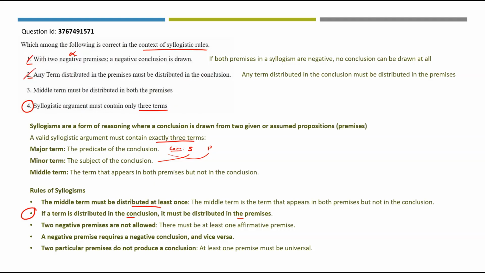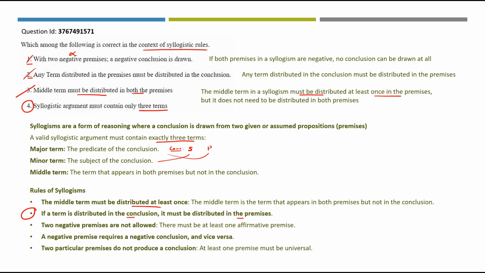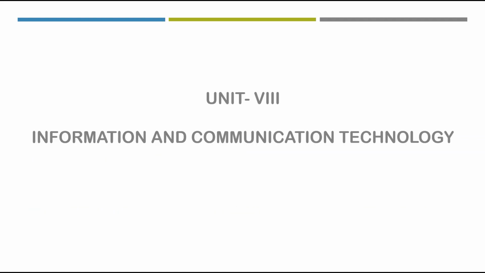What about the middle term point? The middle term must be distributed at least once in the premises, but it does not need to be distributed in both premises. Here they have given that it must be distributed in both the premises, which is not the actual rule. So we are ruling out even 3. When you learn about which is the correct one kind of questions, always understand why the other 3 options are wrong. Let's move on to Unit 8, Information and Communication Technology.